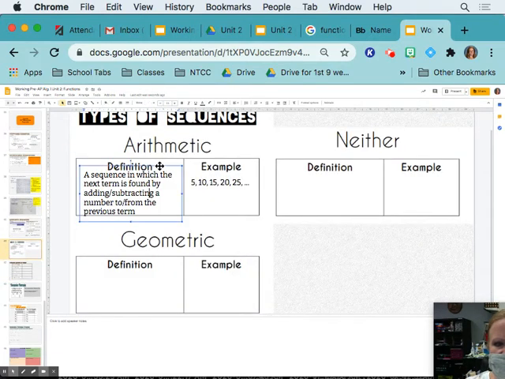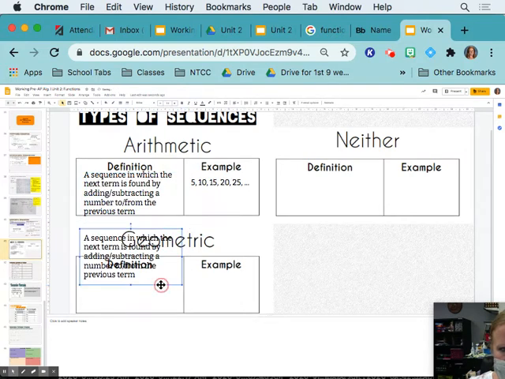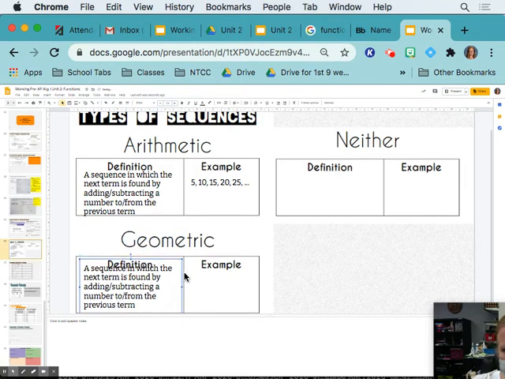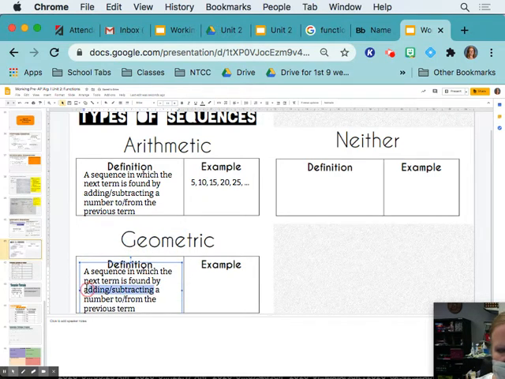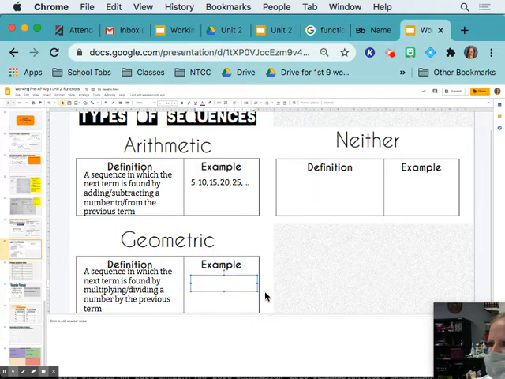Okay, how could I change this definition? I'm going to copy and paste it down here so that it's representing geometric now. A sequence in which the next term is found by multiplying or dividing a number by the previous term.